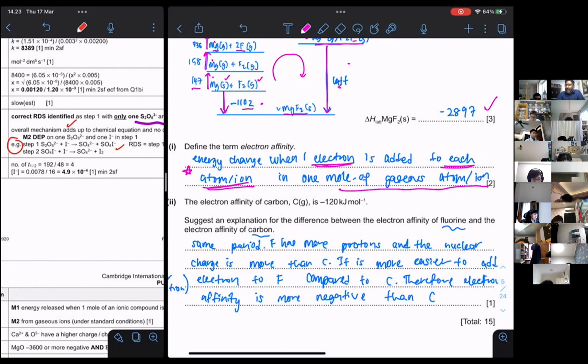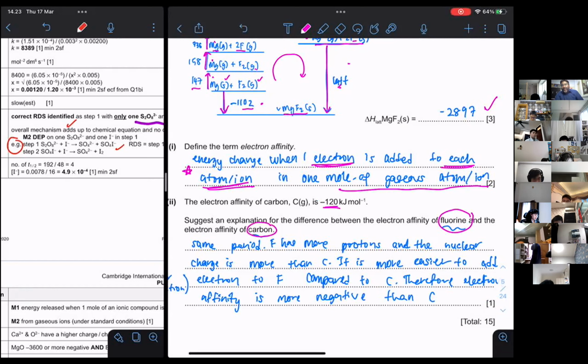Always they ask you about definition of lattice energy, electron affinity, ionization energy, bond enthalpy, bond energy, all these kind of definition they will always ask. Just be prepared. Now, the electron affinity of carbon is given -120. Suggest the difference between electron affinity of fluorine and the electron affinity of carbon.